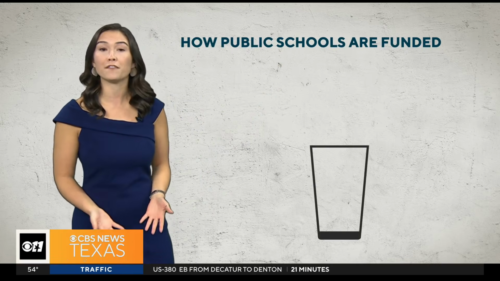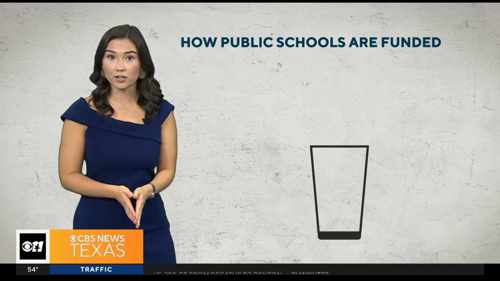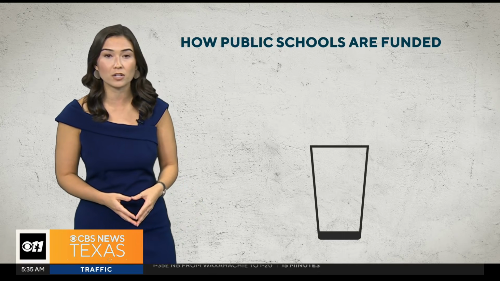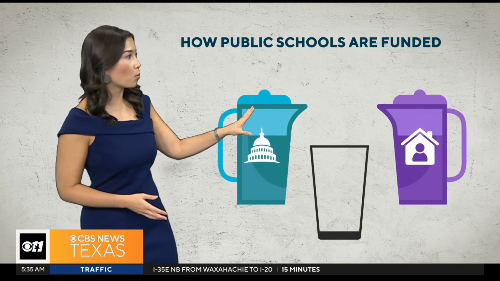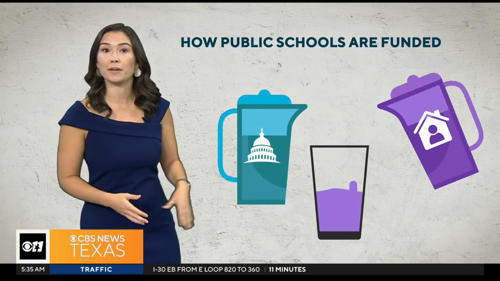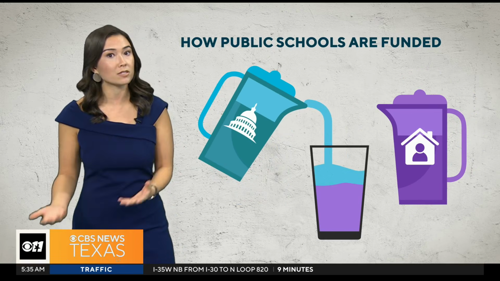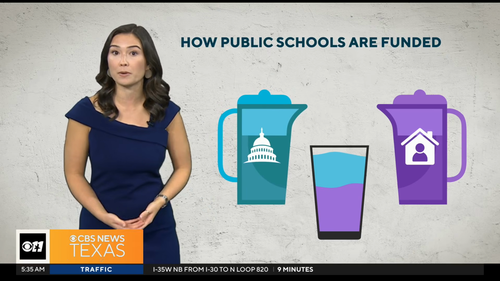Think of funding like filling up a glass of water. The water in the glass represents the amount of money the Texas legislature allocates for each student. The water is poured from 2 pitchers. One pitcher is from local property taxes. The other is from state funds like sales taxes, business taxes, and lottery proceeds.